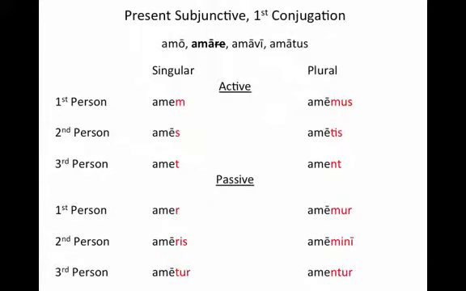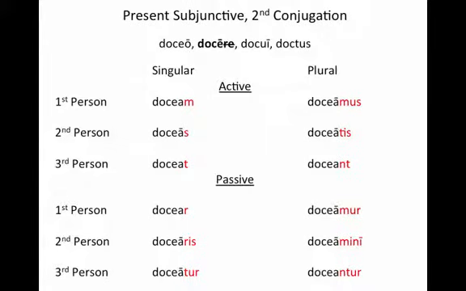And the same for the passive, you add r, ris, tur, mur, mini, ntur. So amer, I am loved, ameris, you are loved. Again, the meaning doesn't change, just when you use it is changed. Second conjugation, you do the same thing. You go to that infinitive, you drop off your RE. You're left with that E as your vowel, you change it to EA, and we have doceam, doceas, doceat in the active, etc. Docear, docearis, doceatur, etc. in the passive. Again, meaning doesn't change, only how and when you use it changes.